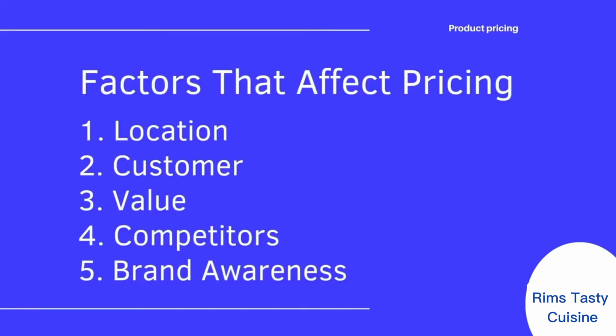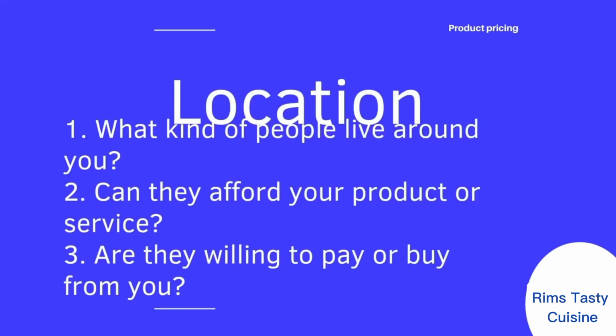So there are certain factors that affect your pricing, and one, we have location. Every location has different prices. If you're in Abuja and another baker is in Lagos, the prices are going to be different, because the cost at which somebody in Lagos will purchase her ingredients or machines will be different from the cost you purchase yours in Abuja. So you need to ask yourself, what kind of people live around you?